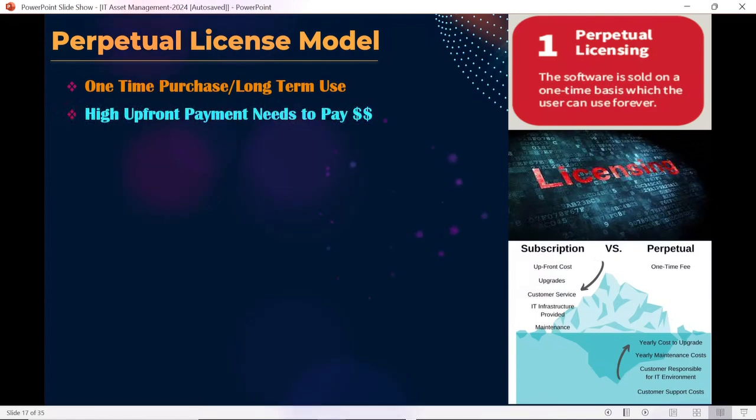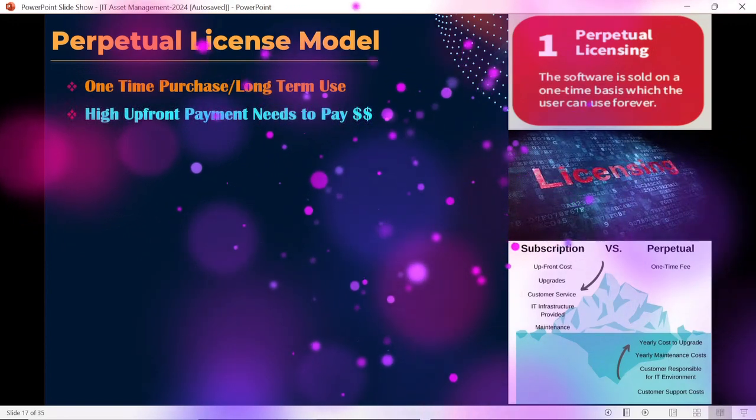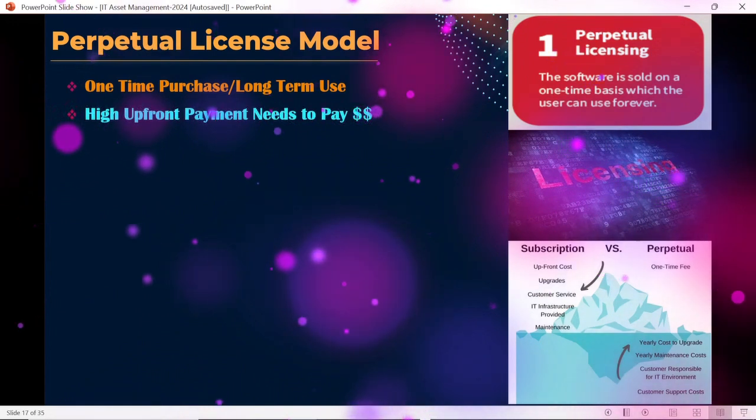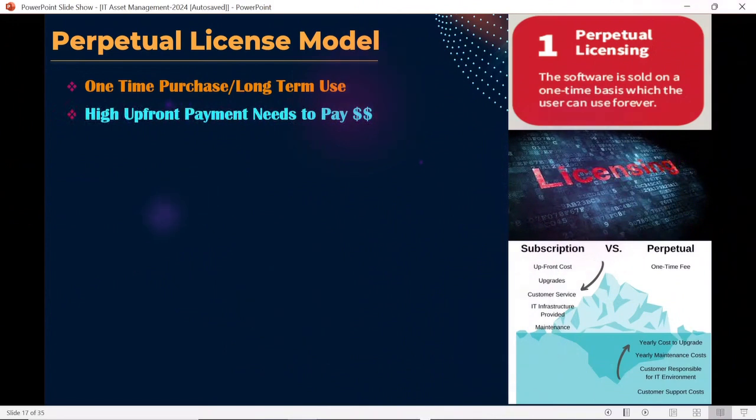Another important point about perpetual license is that we have to pay a very huge upfront cost at the initial stage. At the initial stage we have to pay a very high upfront cost, and that's the only reason small businesses are getting worried and are not able to buy the perpetual product because of the very high cost.